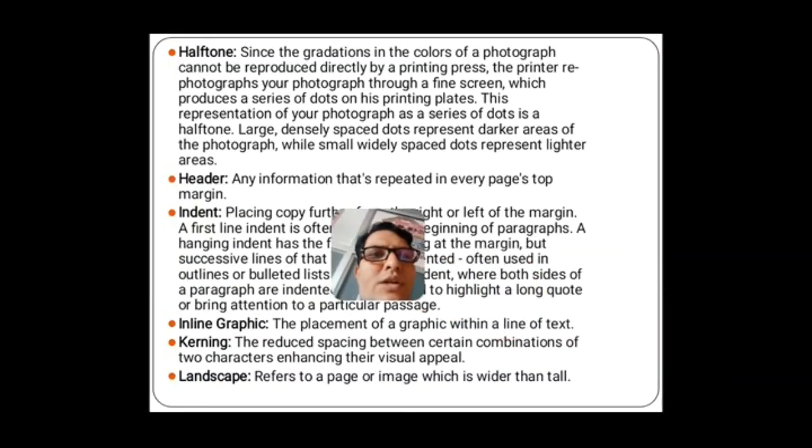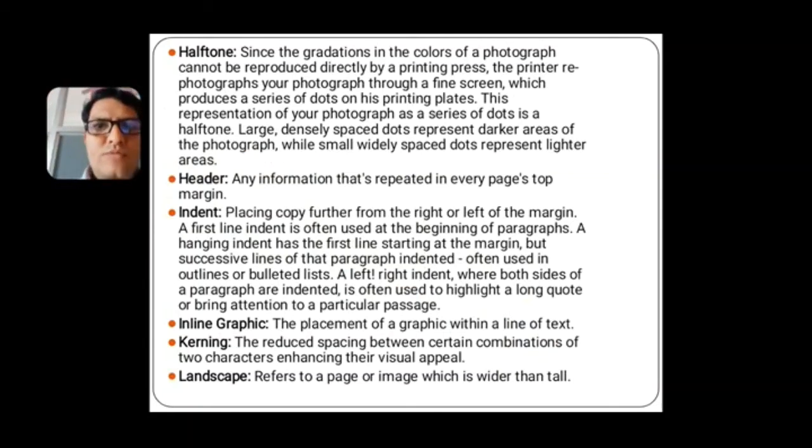My dear students, today we are going to be learning the concept of DTP terminology. In the last class also we have learned some of the DTP terminology. Now we are going to be learning some other important DTP terminologies. These are very important topics. They will be asked for 2 marks and 5 marks. So let us see. Our next topic is halftone.